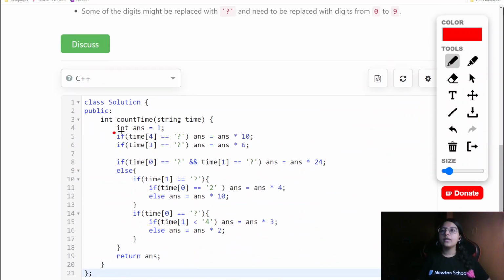So now, the part for the answer. Here, this answer is equal to 1 because we are basically multiplying it, right? So at the end, we will be required to return the answer, which is the multiplied form.